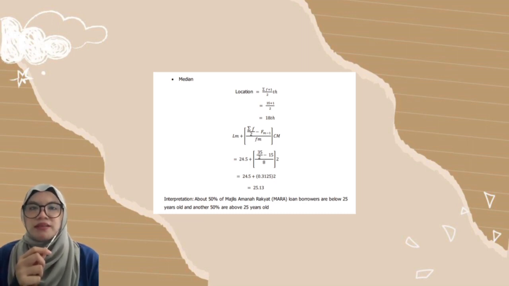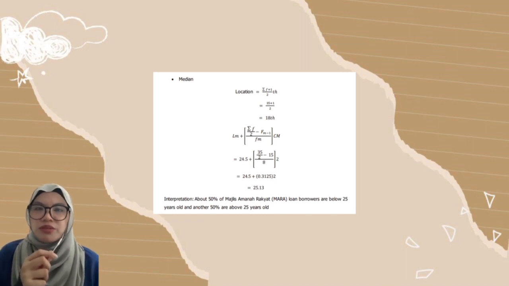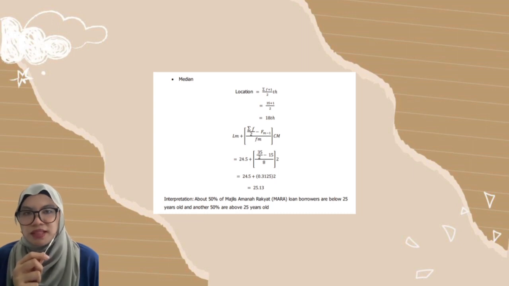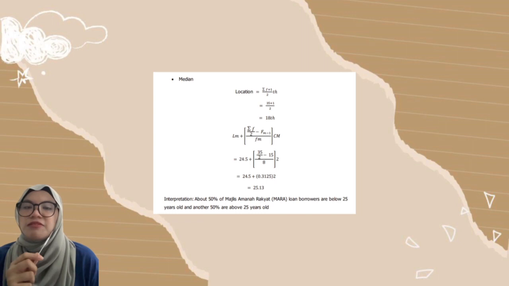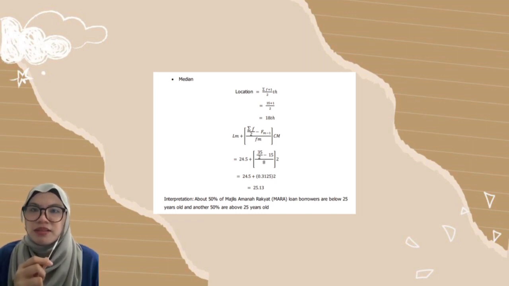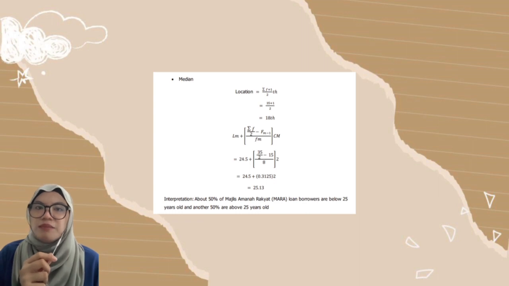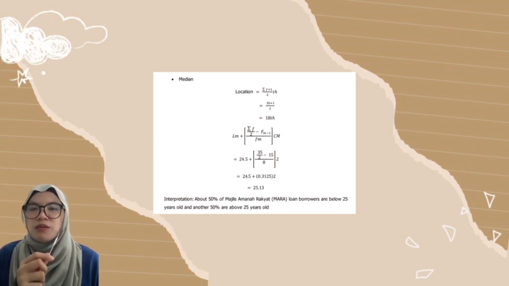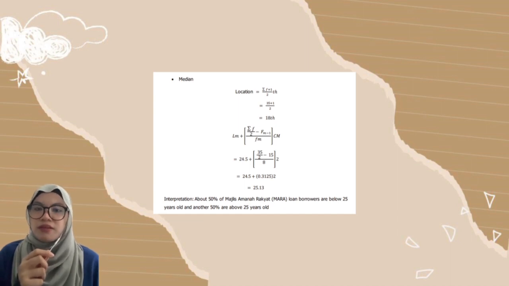So we find the lower boundary for the 18th location, which is 24.5, plus the number of sample, which is 35, divided by 2, minus the cumulative frequency of the class before the median class, which is 15, and divided by frequency of median class, which is 8, and multiply with the class width, which is 2, and you'll get the total of 25.13.